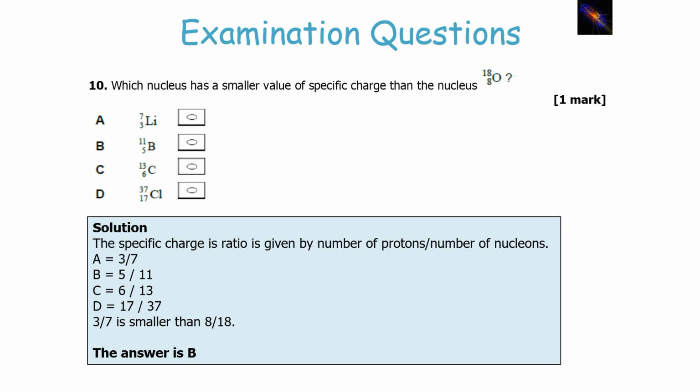So instead of having to work out the specific charge for each one, just do the ratio of the atomic number to the mass number. So 3 to 7, 5 to 11, 6 to 13, and 17 to 37. And the only one smaller than 8 to 18 is B.